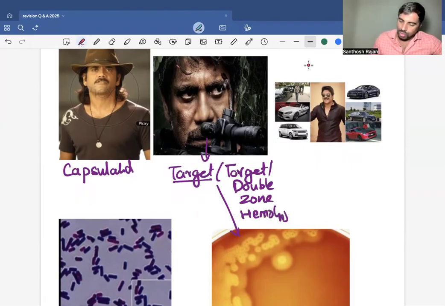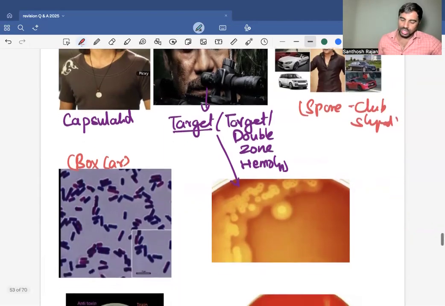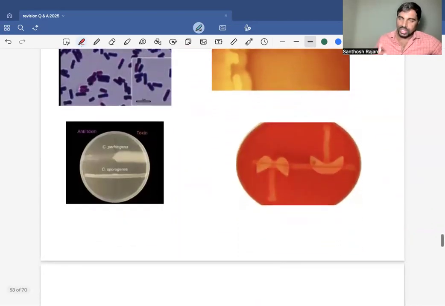He is the owner of a lot of clubs and cars. That's because of the boxcar appearance for Naga, and club because the spores are club shaped. Very important, easy.